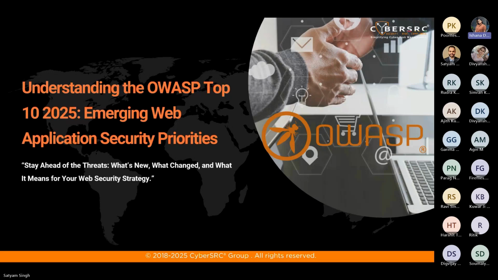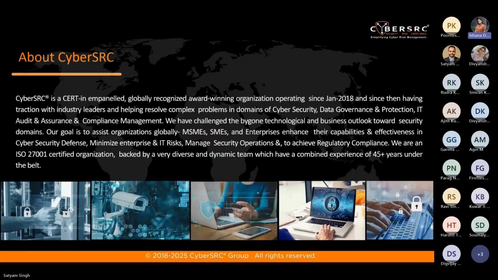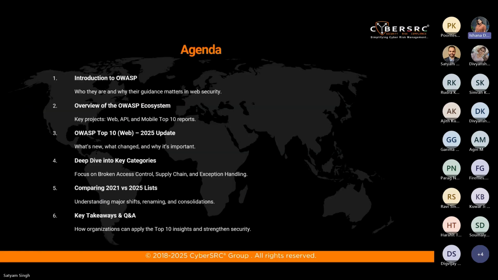Before we dive in, let me give you a brief overview of what we'll cover in today's webinar. Introduction to OWASP, what it is and why it's trusted globally. OWASP Top 10 overview, understanding the 2025 Release Candidate. Deep diving into key categories like broken access control, software supply chain failures, and mishandling of exceptional conditions. Comparing the 2021 version versus the 2025 version, like what's new, removed, or consolidated. Practical implementation, such as applying the OWASP Top 10 in your organization.